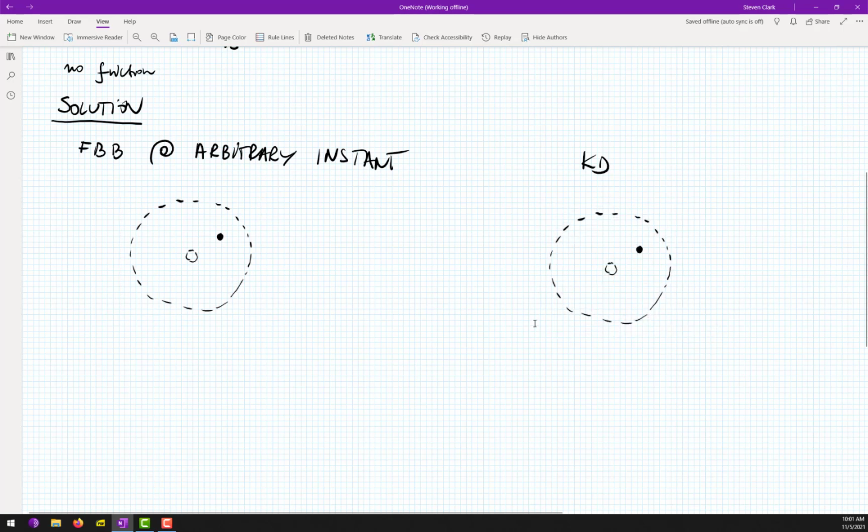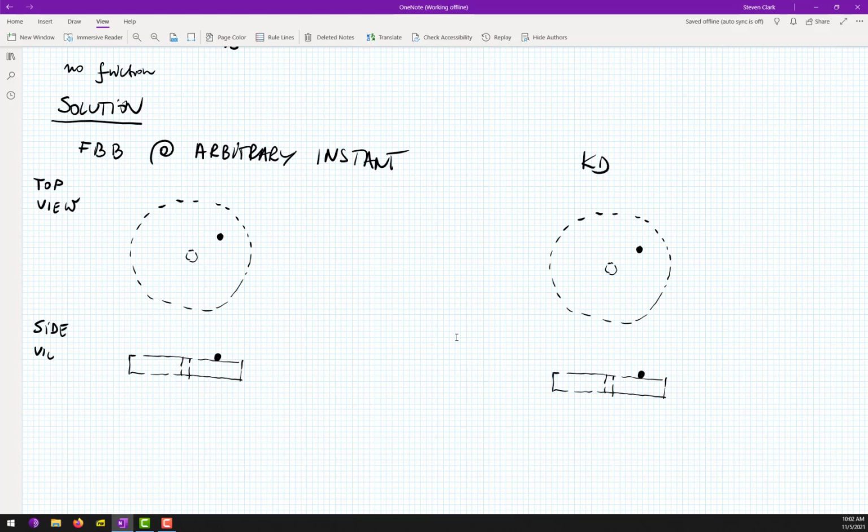Okay, so this will be a top view, but let's also draw a side view of the table. And our particle will be here. And this is our hole, yeah? Okay, so we can also draw that rope maybe.